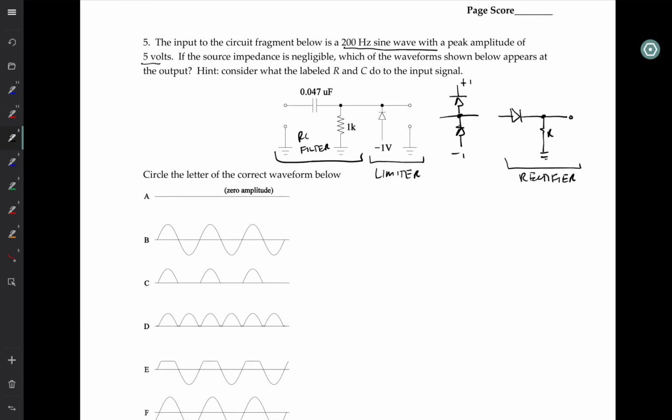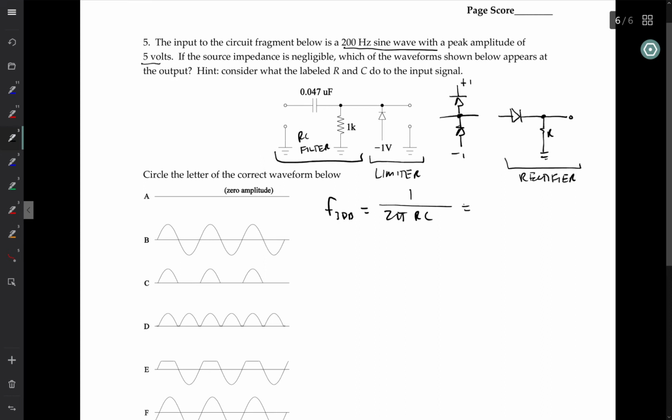So we want to find again the F3 dB point of the filter, which in this case is 1 over 2 pi times R times C. And I can write that as 1 over 2 pi times 0.047 microfarads and 1K. So depending on your setup, you may have a different filter. You may have either a high pass or a low pass, but the question is, what's F3 dB?